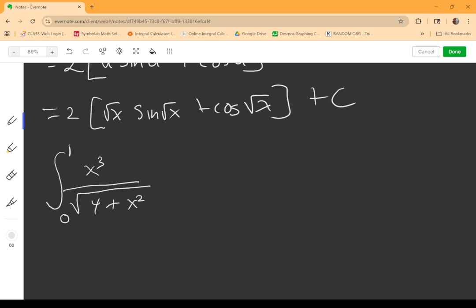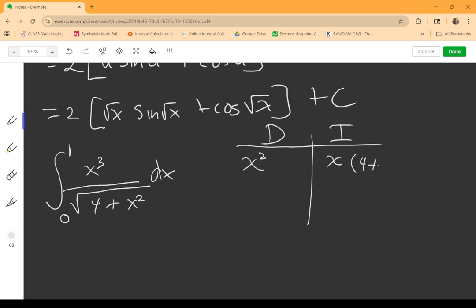When I look at this, it's not quite an inverse trig in the denominator, in the root. So I'm going to take a different approach here. I'm going to use parts, but I see I have 3 factors of x, and I'm going to split them up. I'm going to take 2 of them, x squared, to differentiate, and save 1 for my root function. So I'm going to write this root function in the denominator as 4 plus x squared to the negative 1/2.